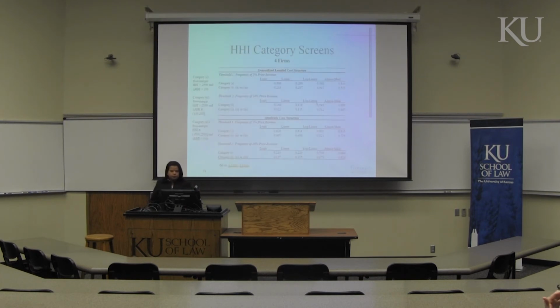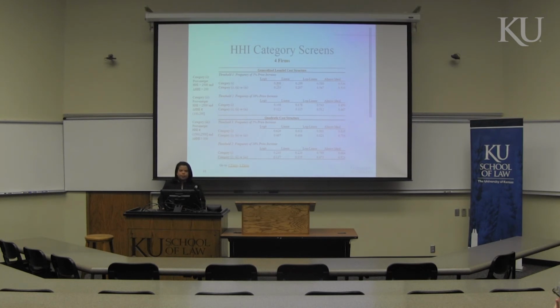So if we look at the different category screens and the frequency of a 5% price increase, I'd like to take a minute to point out that the horizontal merger guidelines do not say how much of a price increase is too much, even though they do give thresholds for concentration based on HHI. Since we use the small but significant non-transitory increase in price for market definition, and this threshold is 5%, this is the 5% that I'm using here.